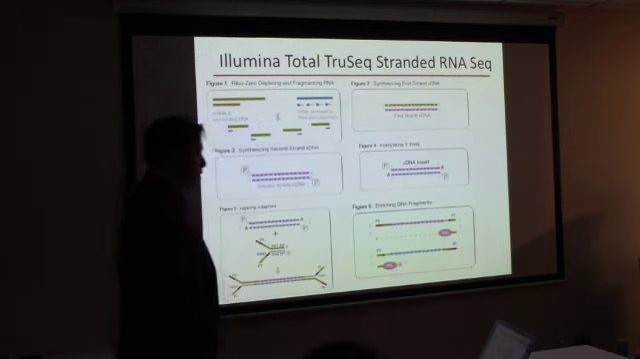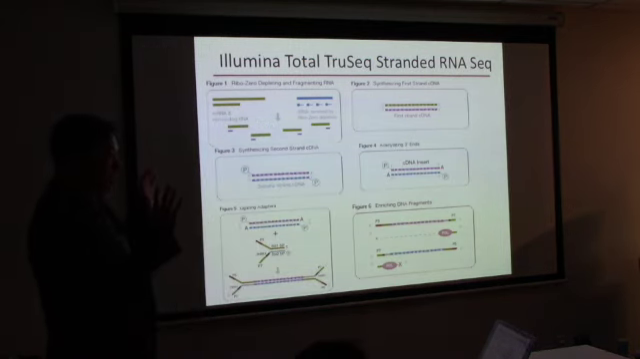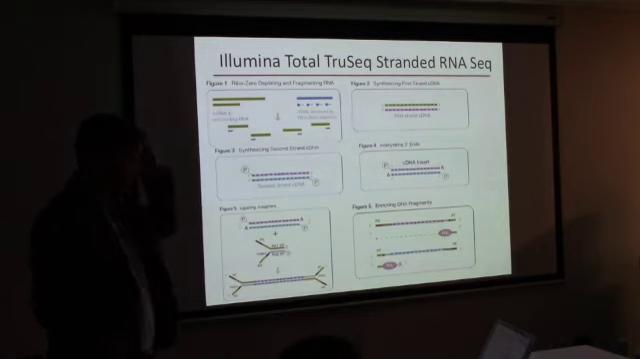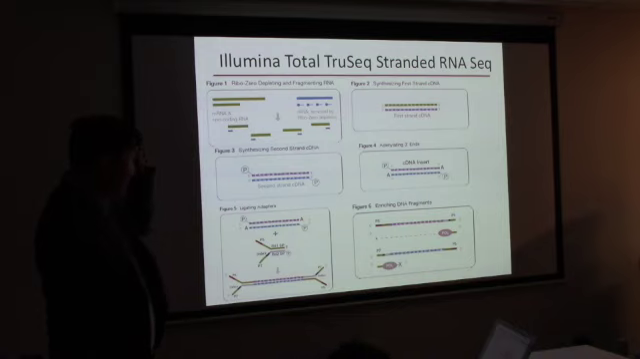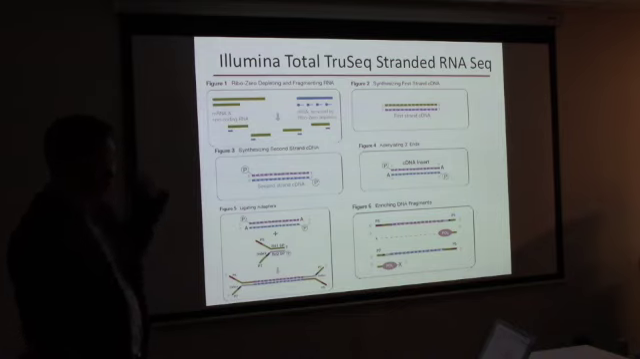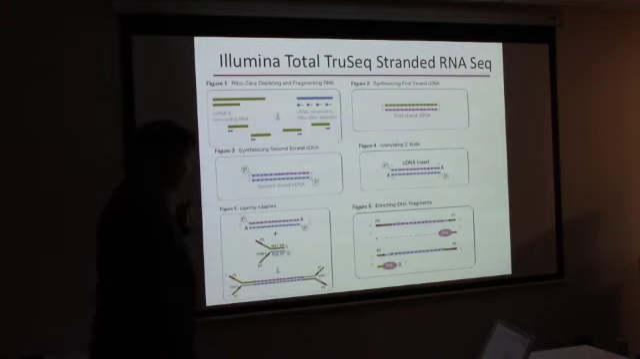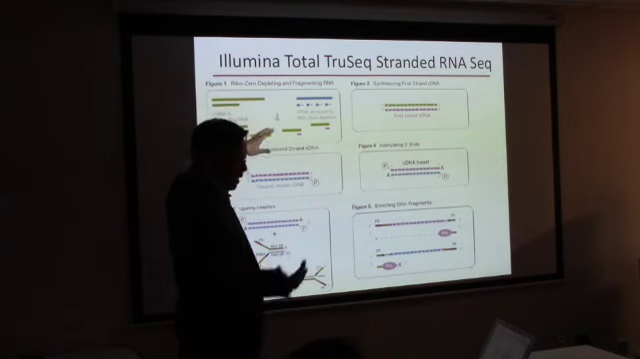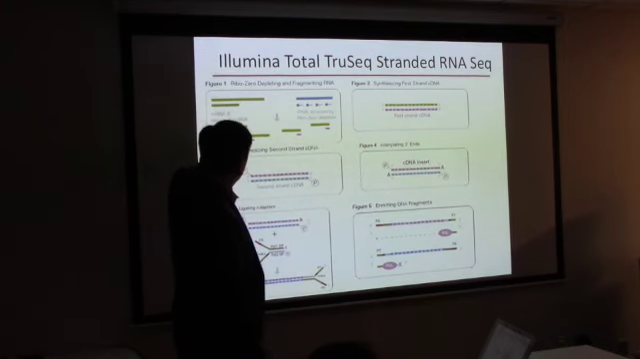So that's fine if you're polyadenylated, right? But some of us are interested in the rest of the RNA world. So people are trying to do what we call total RNA-seq, and this is Illumina's version of total RNA-seq. So first you get your RNA, so just your Qiagen or your Trizol. Here, what they do is they do a couple things.